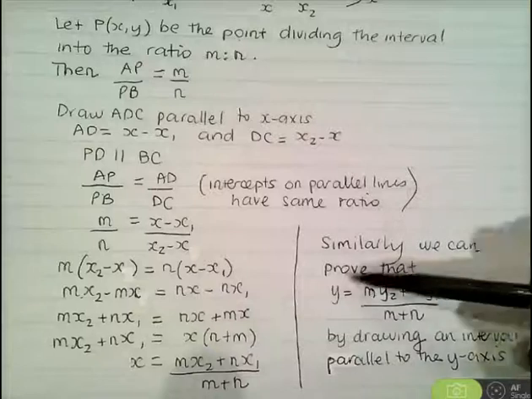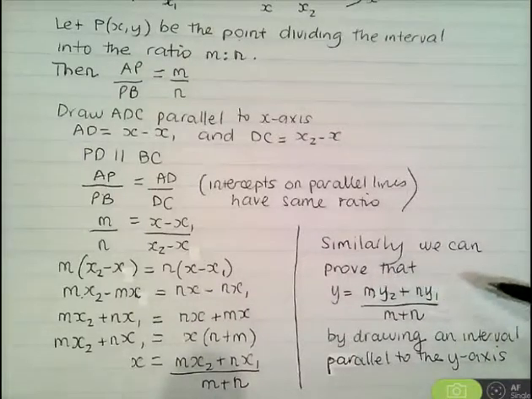Similarly, we can prove that y equals my2 plus ny1 over m plus n by drawing an interval parallel to the y-axis. Now I won't do that because we're not even actually going to use the formula, but some people do like the formula. I really don't. So I'm going to show you another way of doing it, which does use the formula, but you don't actually know that you're using it.